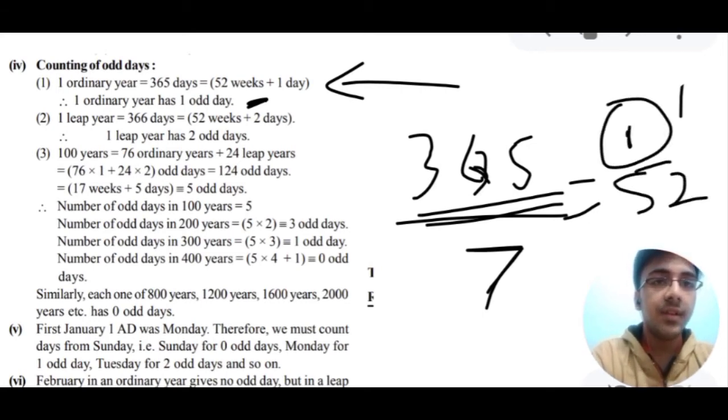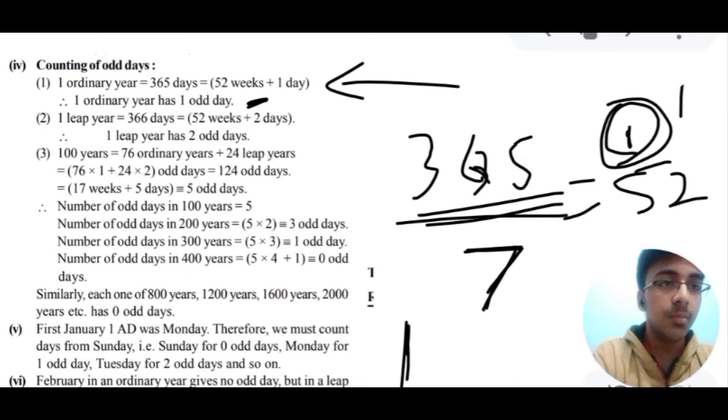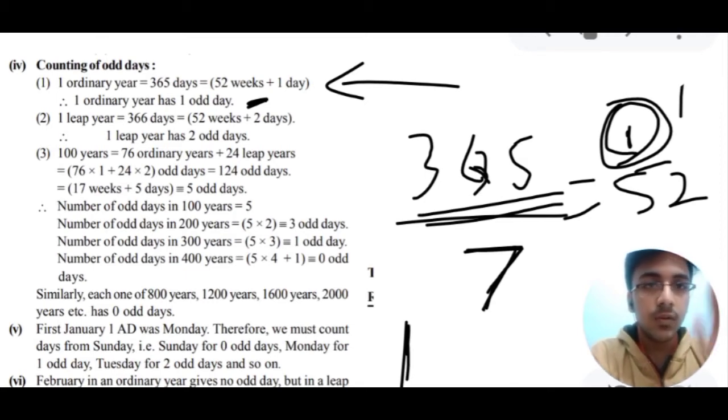If we divide 365, that's 1 year, by 7, we will get 1 odd day, and this odd day represents that if the first day of the year is Monday, then the next year's first day will be plus 1, that's Tuesday. So I hope it's clear. The first day is Monday and the second will be plus 1. This is an ordinary year. This ordinary year has 365 days.